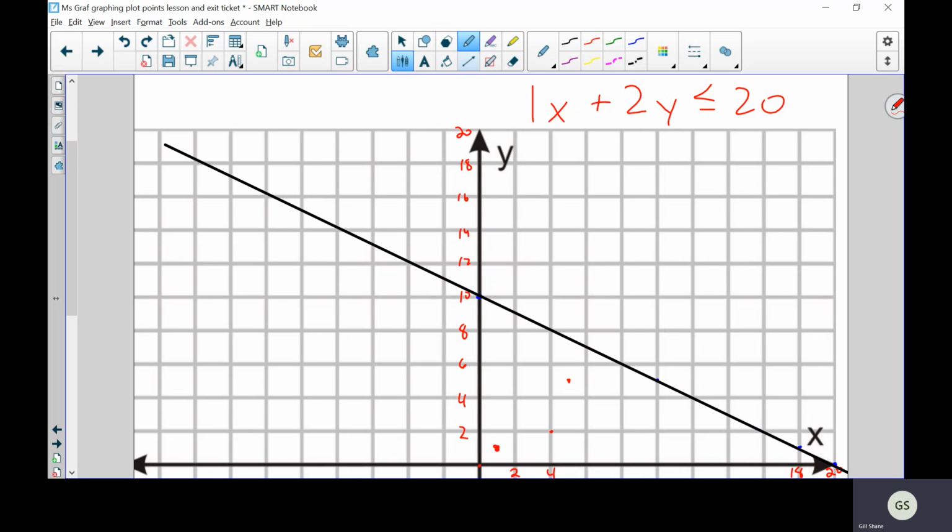So he can't buy 11 airheads and 5 honey buns. Okay, so he can't buy 11 airheads. So I'm going to go to blue. So 4, 6, 8, 10, 11. And you said 11 and 5, right? Yep. So he can't buy that, because let's do the math. 11 airheads is $11. 5 honey buns is $10, so that's $21. So $1 over. He can't buy it.